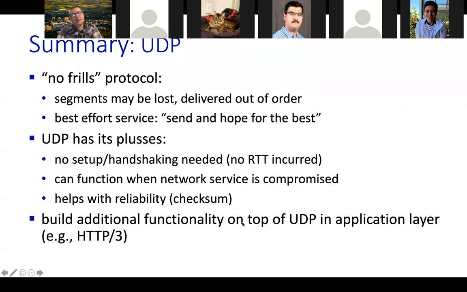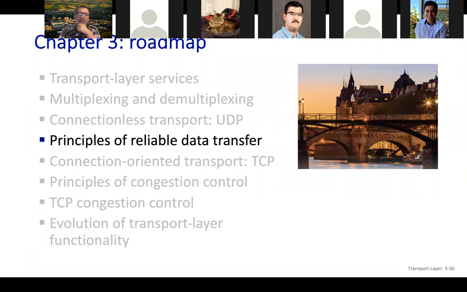So UDP can be used to build application functionality on top of UDP at the application level, like HTTP/3, but as we mentioned, it's not very widely used. Okay, so let's go to TCP.